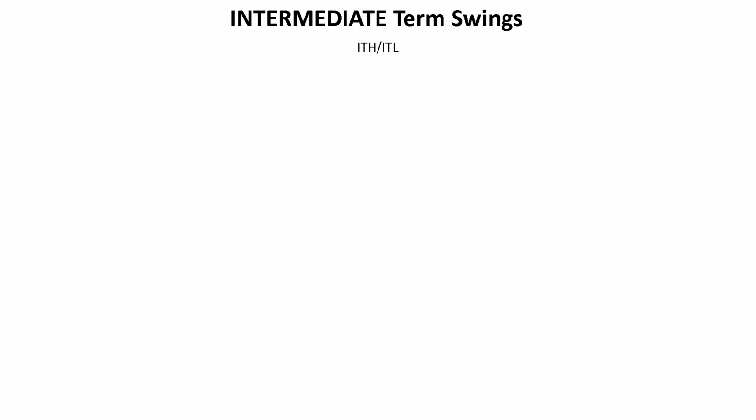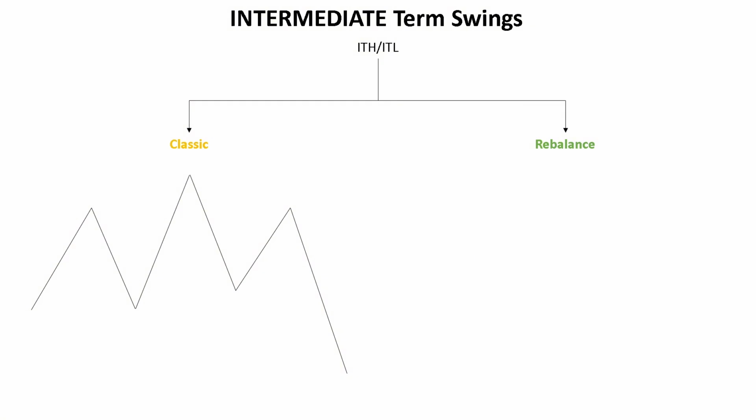Next, we have intermediate-term swings, one of the most important swings in the market structure. There are two types. 1. Classic intermediate-term swings. 2. Rebalance intermediate-term swings. First, let's look at the classic intermediate-term swings. Here we have the market, which made a swing here, another swing here, and another swing high here. Now we have 3 swing highs. What is an intermediate-term high? It's a swing high that has a swing high on both its left side and its right side. That will be our intermediate-term high.